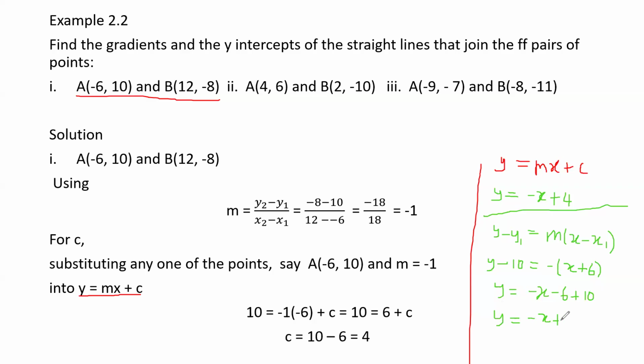You can still take point B also, you get the same thing. Okay, so that is the other way. Or you find the gradient, you find the y-intercept, and if you want to get the equation, put it into the y = mx + c right there. You have another way even there, but these two are very simple compared to the other one.